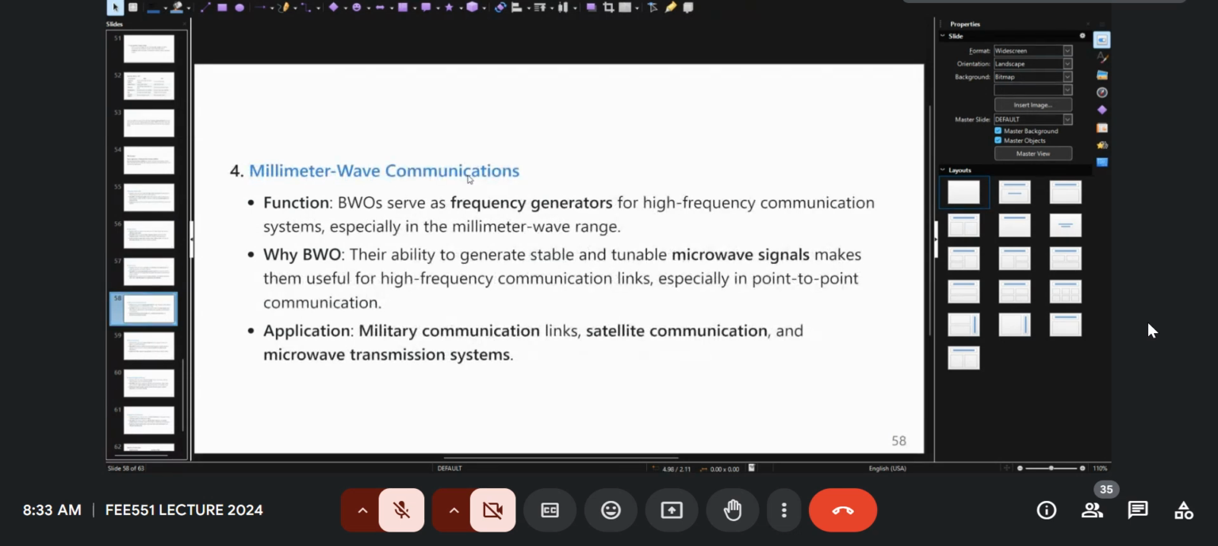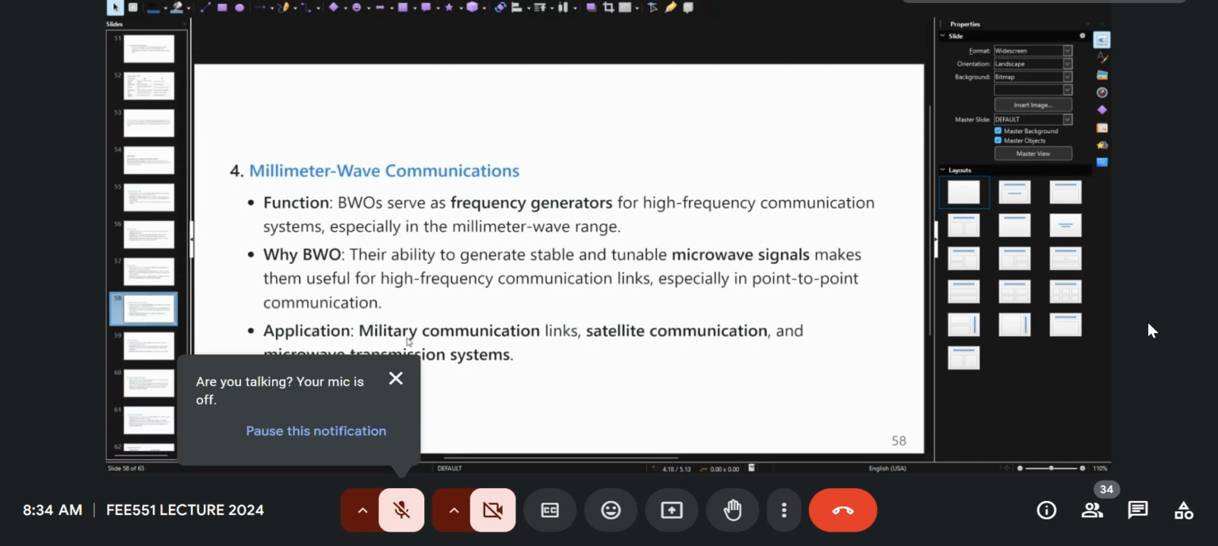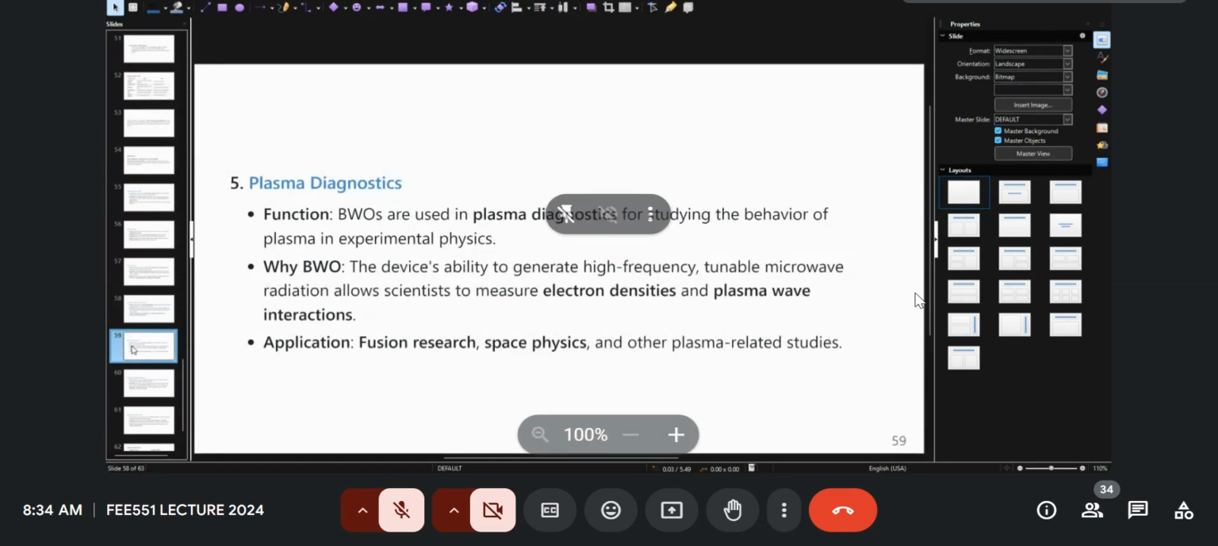Millimeter wave communications, we've talked about it previously a number of times. The BWOs serve as frequency generators for high frequency communication systems. And why BWO in this case? Their ability to generate stable and tunable microwave signals makes them useful for high frequency communication links, especially point to point. Applications are in military communication links, satellite communication, and microwave transmission systems.